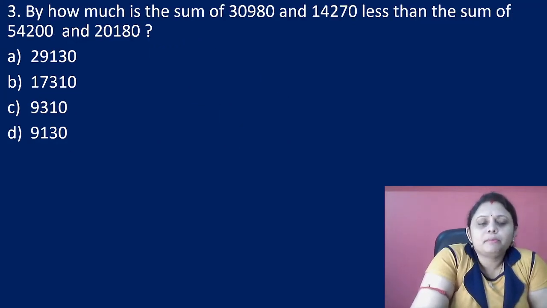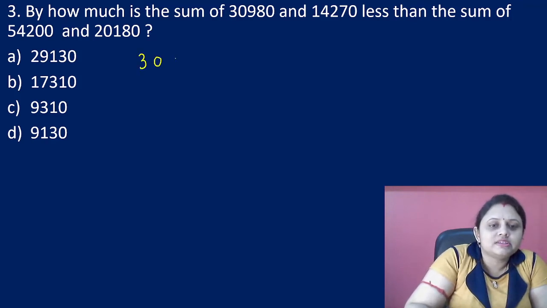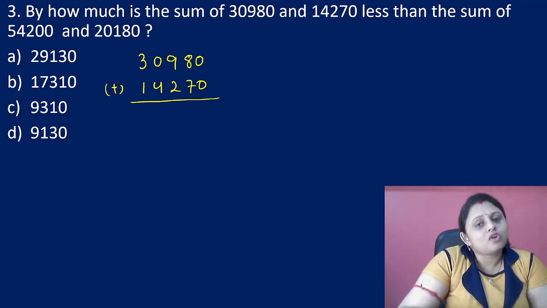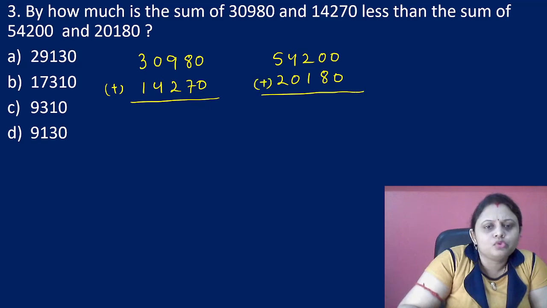Question number 3. By how much is the sum of 30980 and 14270 less than the sum of 54200 and 20180? So we have to first find out the sum of 30980 and 14270. Okay, we have to find its sum and we have to compare this value with the sum of the other two numbers, 54200 and 20180. Okay, we have to compare the sum.